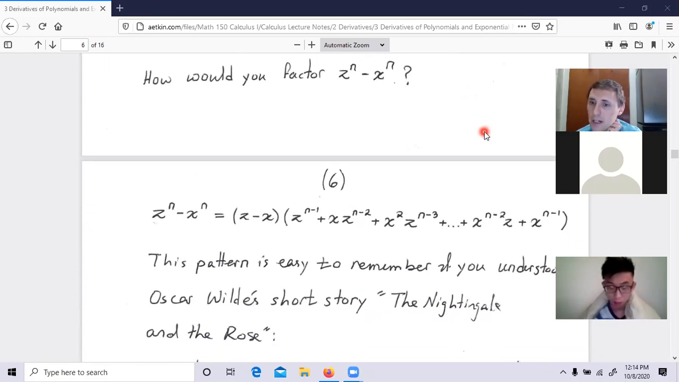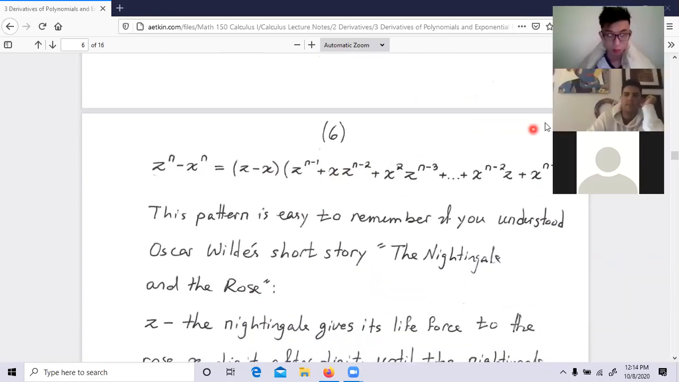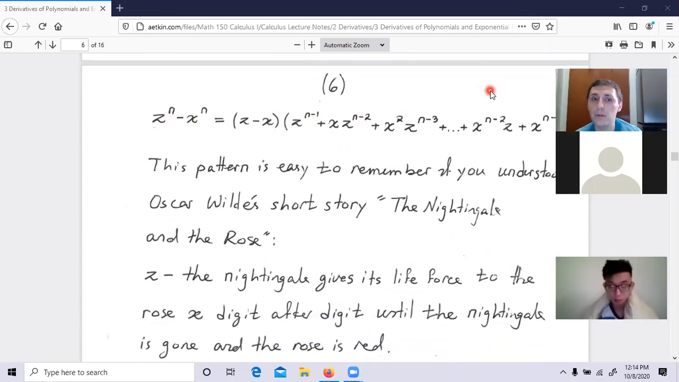And its pattern is very, very easy to remember. It's a very tragic pattern. So here it is. It's z minus x, and then z has 1 power less than n. And then z will give its powers 1 by 1 to x. You understand?